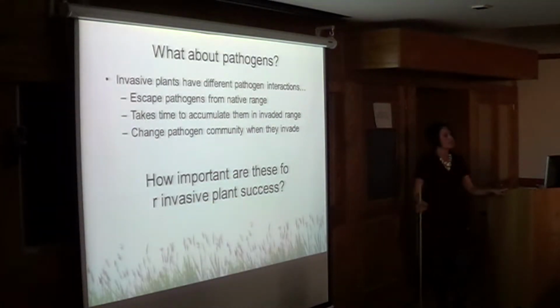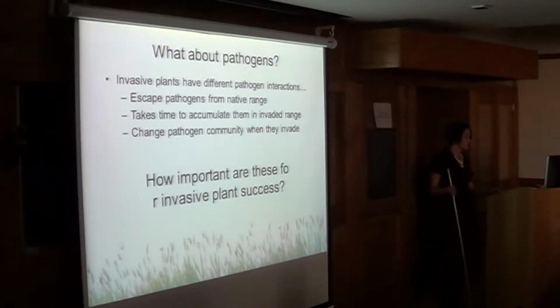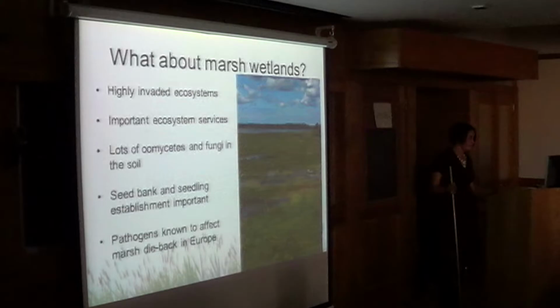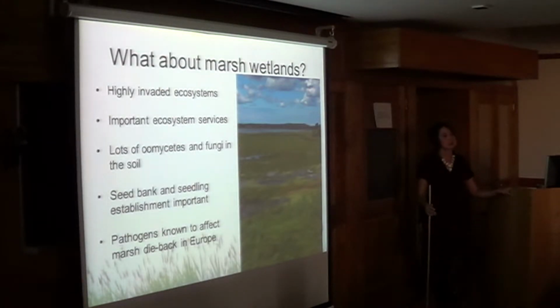So here are a few different hypotheses for how pathogens could be driving the success of invasive plants, both because invasives escape pathogens from their native range, it takes time for them to accumulate them in an invaded range, and they might be able to change the pathogen community when they invade. So I want to know how important these are for invasive plant species. And particularly, I want to know what's going on in marsh wetlands.